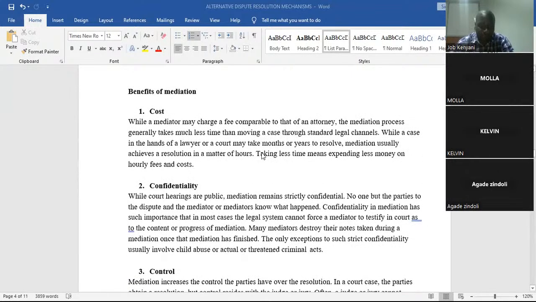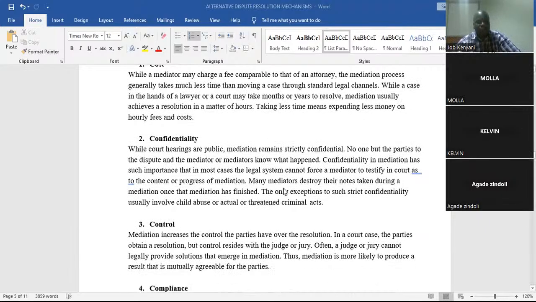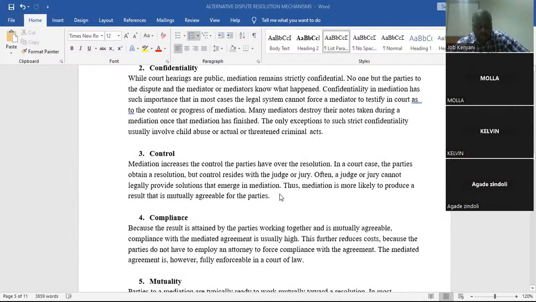So what are the benefits? It is less costly. While a mediator may charge a fee comparable to that of an attorney, the mediation process generally takes much less time than moving a case through a standard legal channel. Confidentiality. While court hearings are public, mediation remains strictly confidential. Control. Mediation increases the control the parties have over the resolution. In a court case, the parties obtain a resolution, but control resides with the judge or the jury.